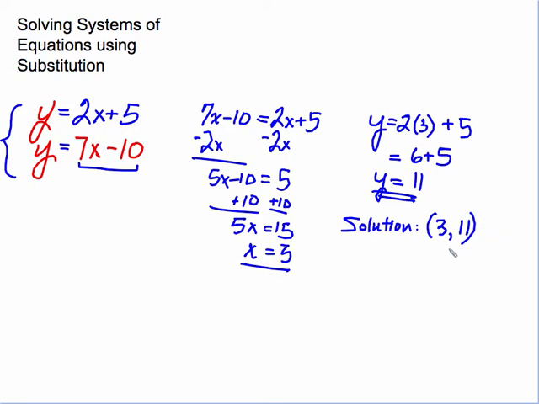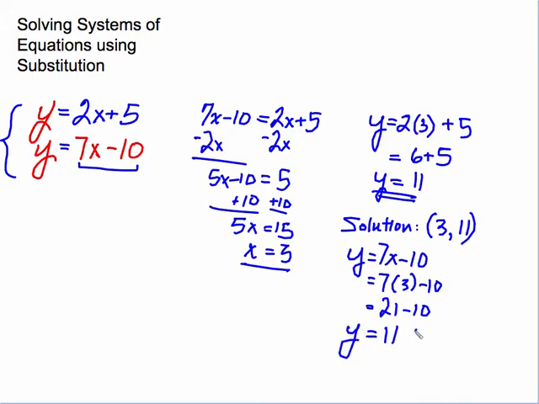Now we can check that by substituting 3 for x and 11 for y in the second equation. And let's do that now. So we'll use y equals 7x minus 10. Let x equal 3. So this is 7 times 3 minus 10. That's 21 minus 10, and that does indeed yield 11. So that's our check. So there's the solution, and this is our check. Let's look at another example.